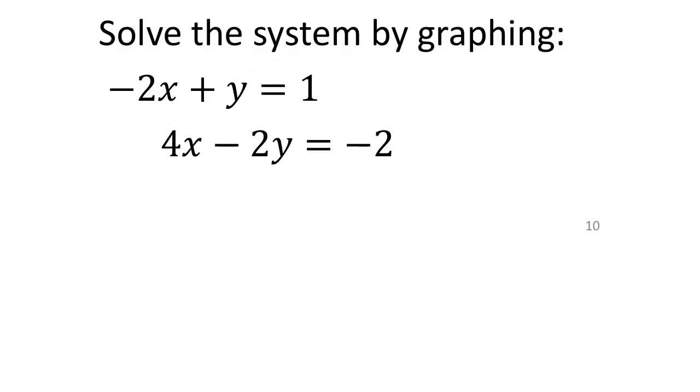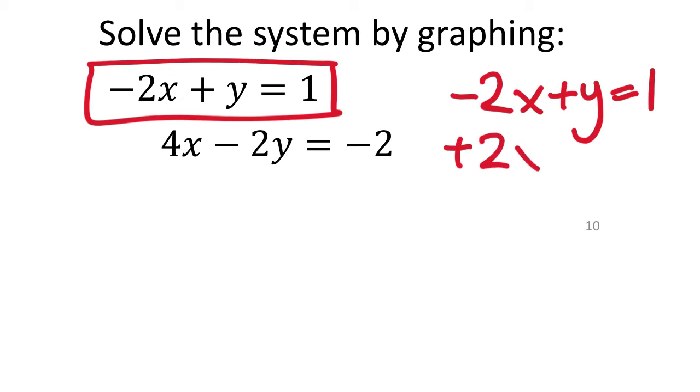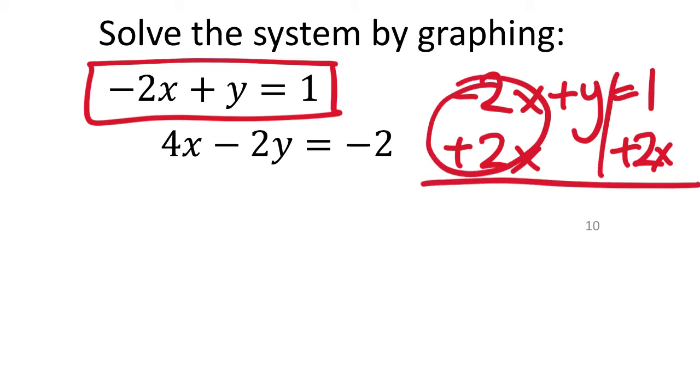But before we graph this, and I'll be doing this one in red, let's change these into slope-intercept form. So that's negative 2x plus y equals 1. I'll zero out the negative 2x by adding 2x to both sides, which will zero that out. Now I'm left with y. I'll drop the y: y equals 2x and positive 1.